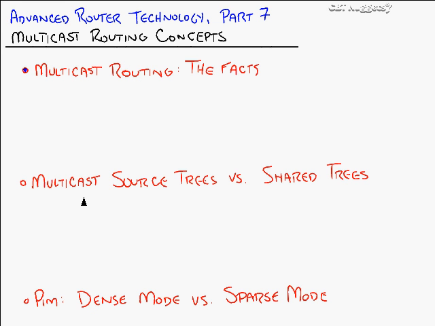And the nice thing is as we got into the actual implementation of these concepts with PIM, PIM allows you to combine some of the concepts of source trees along with some of the concepts of shared trees and implement them in what's known as PIM sparse mode. PIM dense mode is the quick and dirty way to deploy multicast routing to get it up and running on your network, but for true efficiency, you want to use PIM sparse mode.